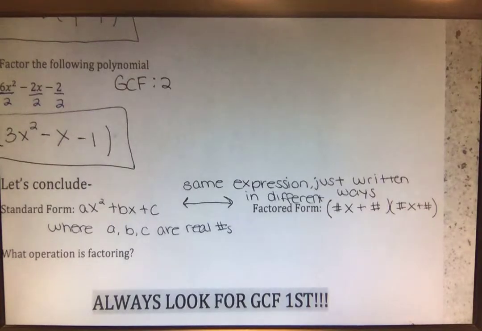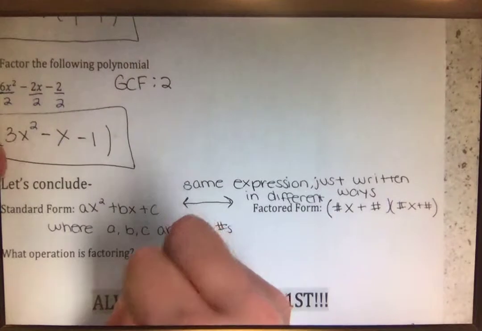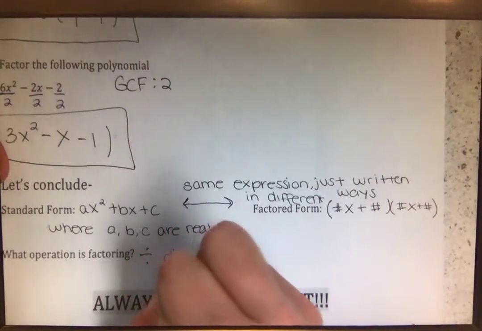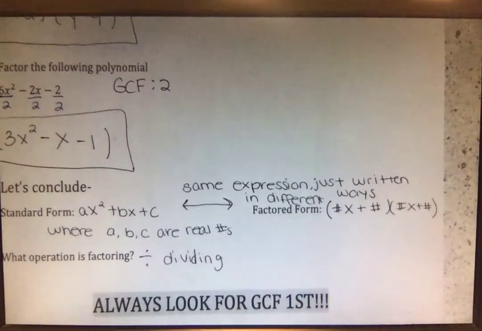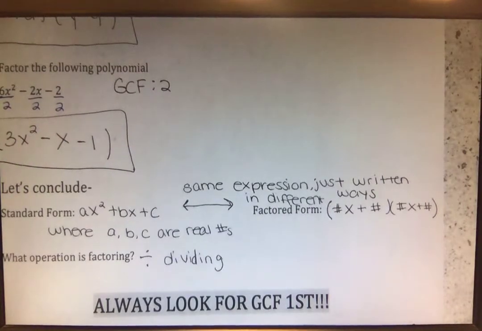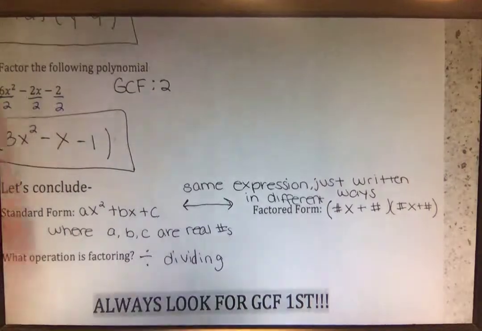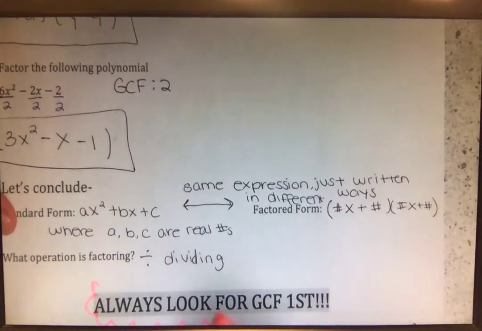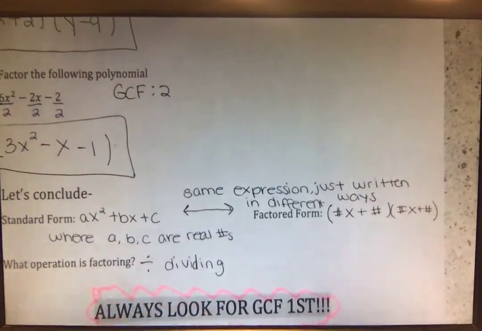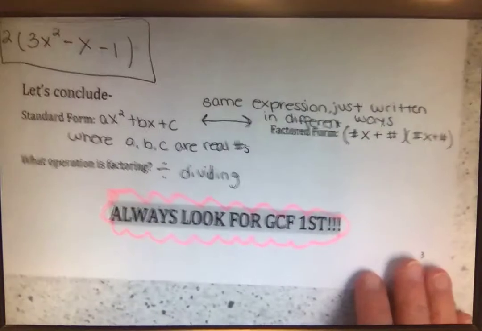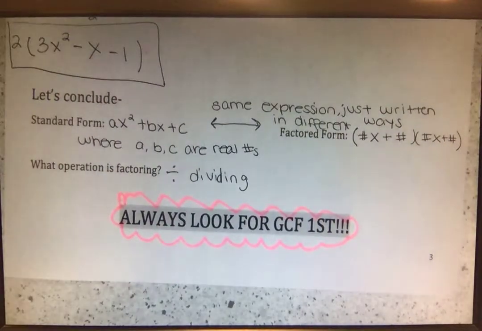What operation is factoring? Adding, subtracting, multiplying, or dividing. Factoring is taking it out. We're going to be dividing. The opposite of factoring is to distribute it back in. Distributing is multiplication. And then our biggest takeaway, remember, no matter what, our first step is to look for a GCF. Look for a GCF first. So that is Module 5, Homework 1 notes.